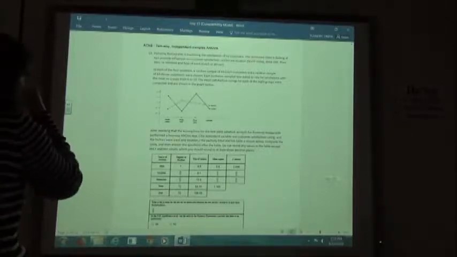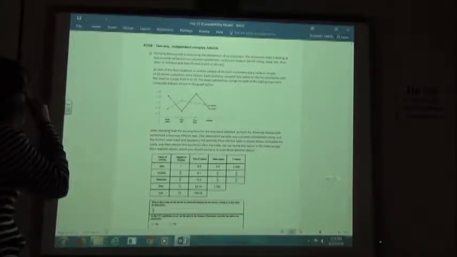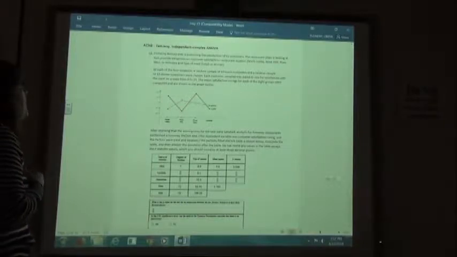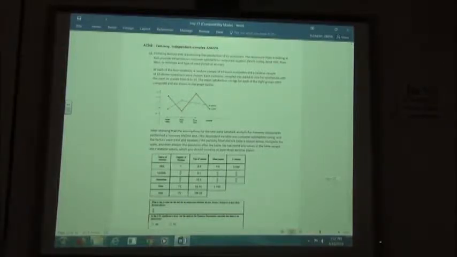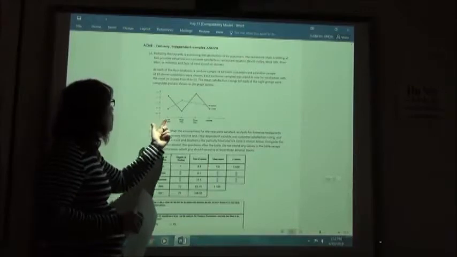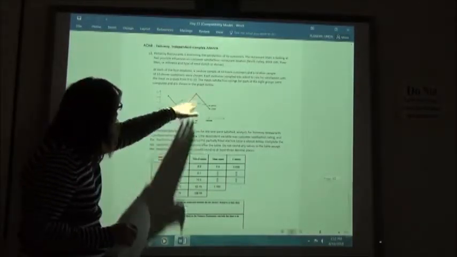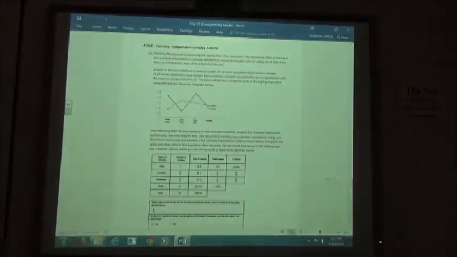At each of the 4 locations, a random sample of 10 lunch customers and a random sample of 10 dinner customers were chosen. Each customer sample was asked to rate his satisfaction with the meal on a scale of 1 to 10. The mean satisfaction rating for each of the 8 groups was computed and is shown in the graph below. So here we have North Valley, West Hills, River Glen, and Hillview, and then dinner and lunch, dinner being the blue line, red being the lunch line.